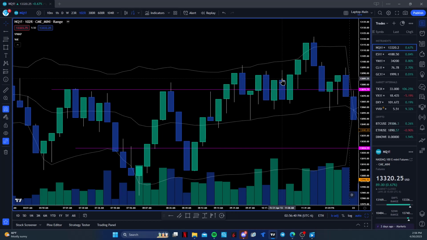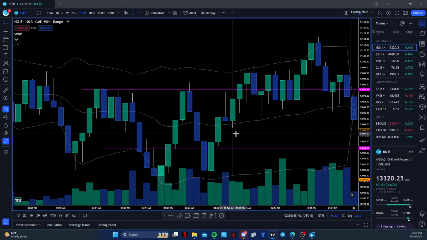Granted, you did have to hold through some chop and you didn't really get any follow through, so it's kind of a brutal trade to hold, but one that you shouldn't have lost on anyways.